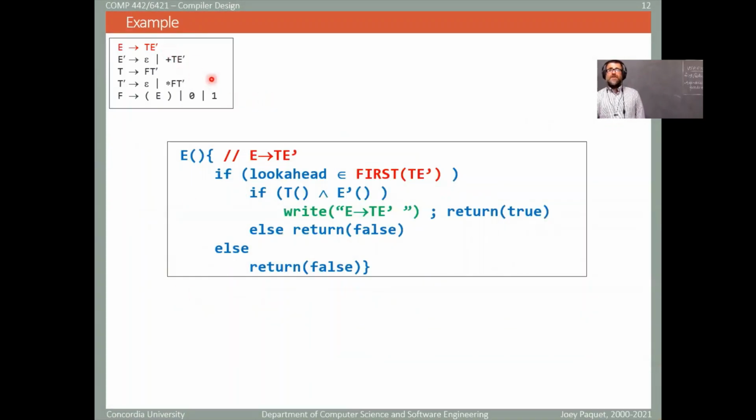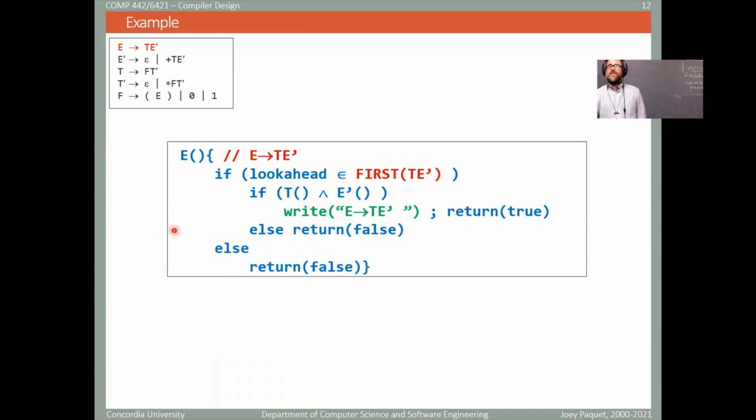Now I'm going to go quickly over this because it's quite self-explanatory. I do one function for every one of my left-hand sides, or non-terminal symbols. So I do it for E. E is TE prime. There's only one right-hand side, so there's only one branch. If I parse an E, and the look-ahead is in the first of TE prime, then I parse a T, and I parse an E prime. If both of these return true, then I have successfully applied this rule, and I return true. If any of these returns false, then I return false. If this branch cannot be branched upon, then this was a parsing error.